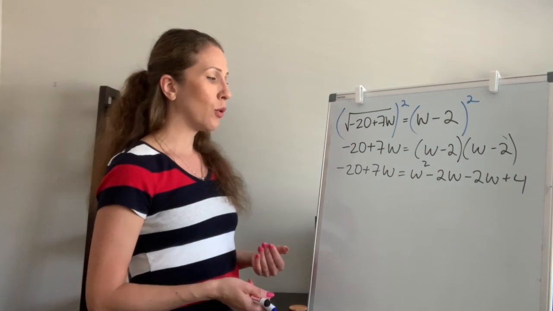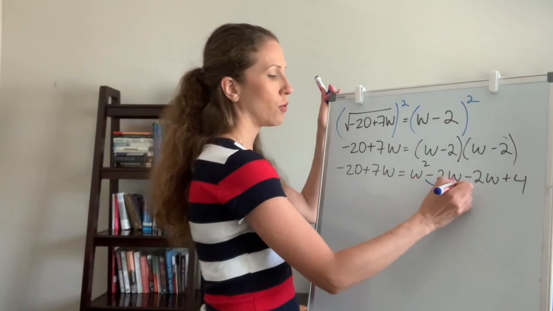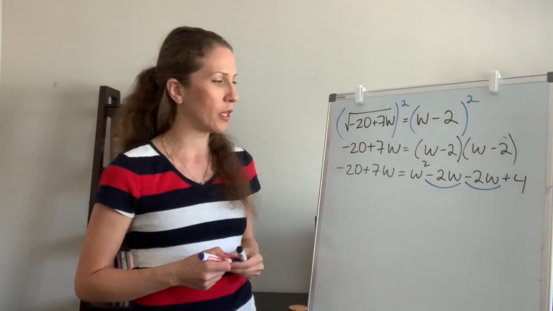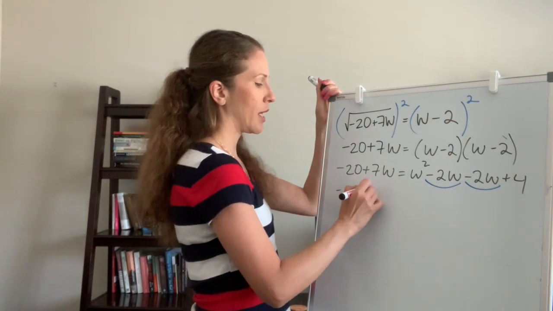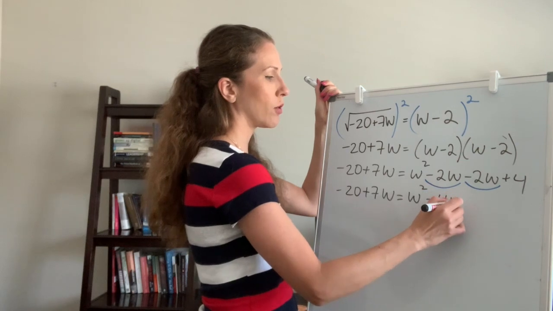So I'm going to do the following. First of all, I will combine this negative 2w and this negative 2w into a negative 4w. They're like terms. So here's what I now have. Negative 20 plus 7w equals w squared minus 4w plus 4.